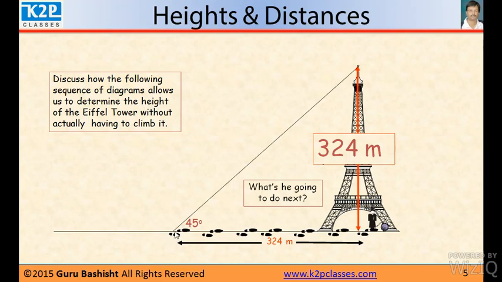He can measure it with a tape. So it is 324 meters, and the angle is 45. If the angle is 45, we know that tan 45 is 1. That means when the angle is 45, the height and the base are the same. So if this is 324 meters, surely the height of the Eiffel Tower will be 324 meters. In this way, the height of the Eiffel Tower is determined.